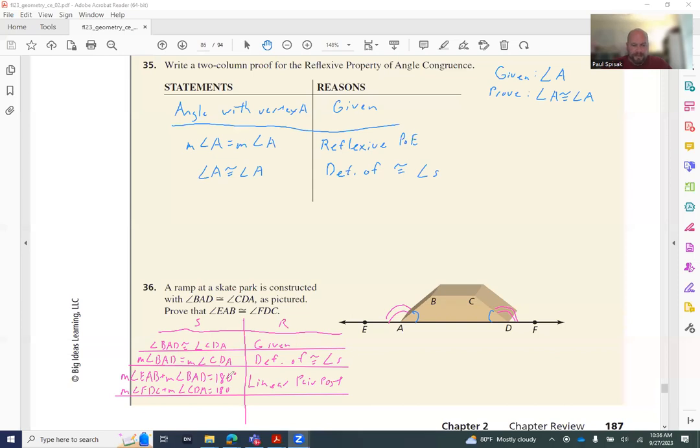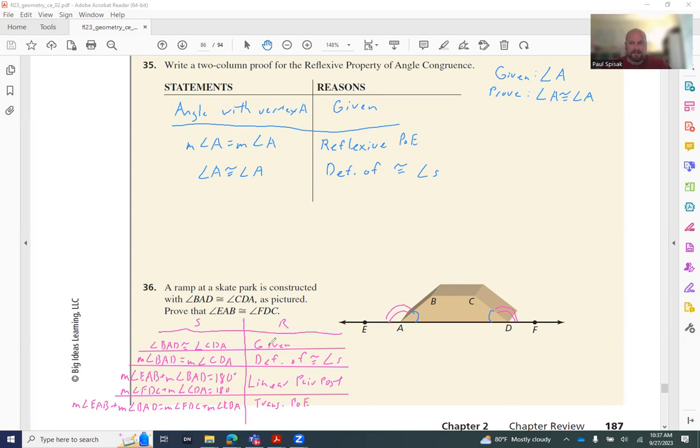So now, what can I do next? Well, since they're both set equal to 180, I can set them equal to each other. So the measure of angle EAB plus the measure of angle BAD is equal to the measure of angle FDC plus the measure of angle CDA. How do I do that? That's the transitive property of equality.